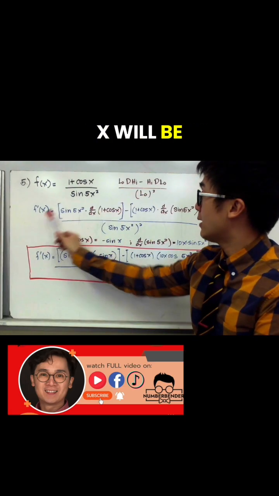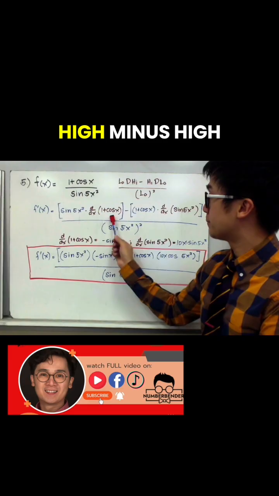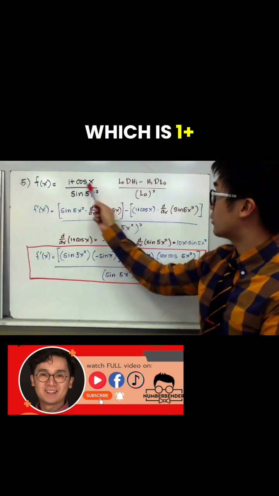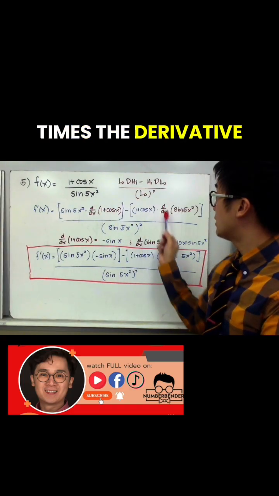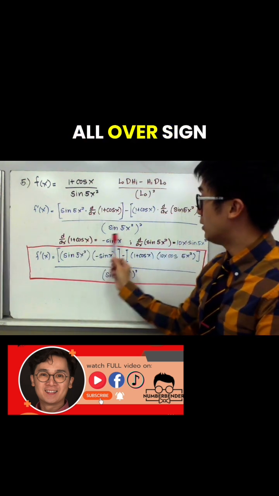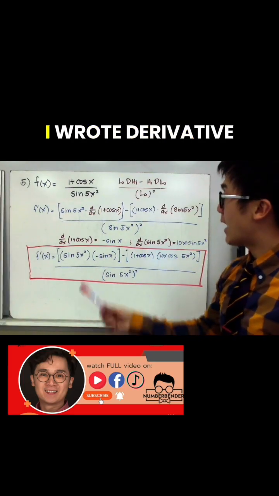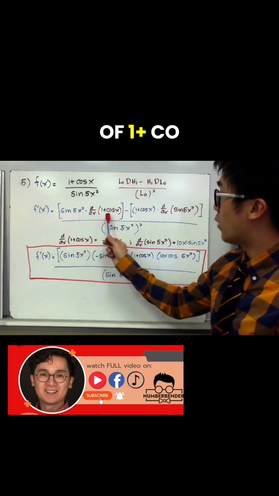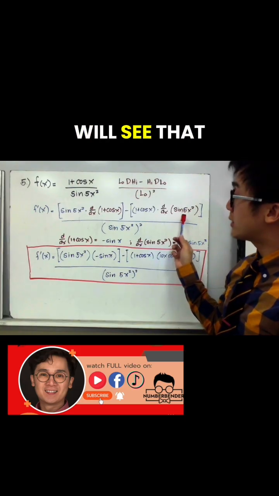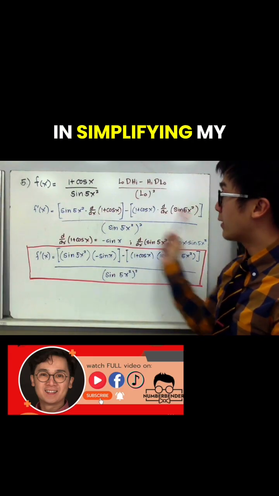So by writing it down in our f prime of x, or finding its derivative, f prime of x will be low, derivative of high, minus high, which is 1 plus cosine x, times the derivative of low, which is sine 5x squared, all over sine 5x squared, squared. So notice that I wrote derivative of 1 plus cosine x and the derivative of sine 5x squared, so that you will see that I am using my quotient rule in simplifying my function.